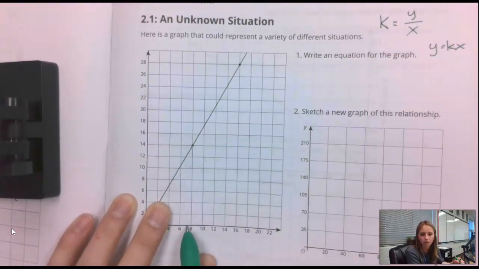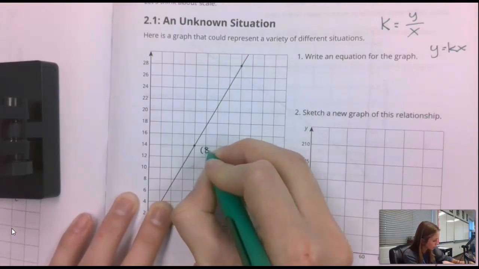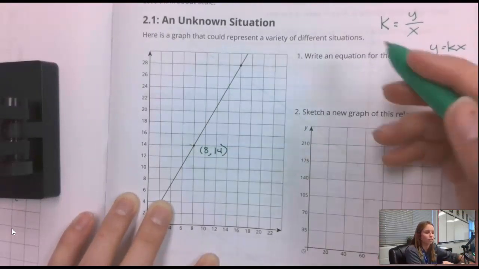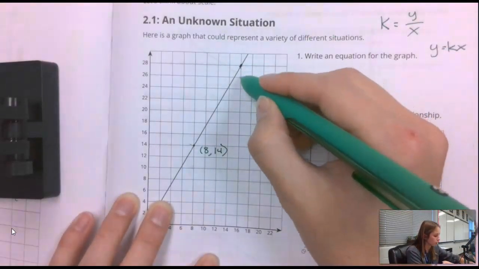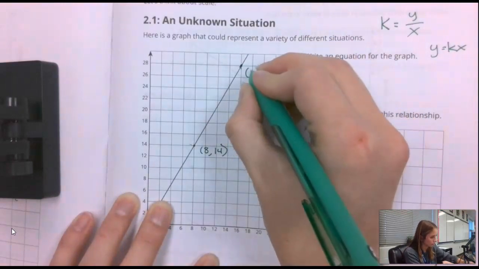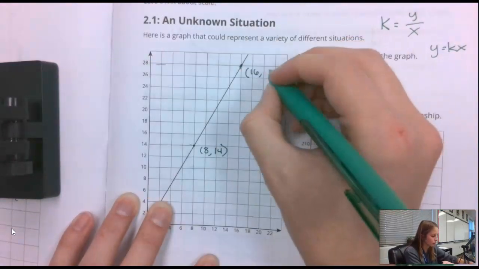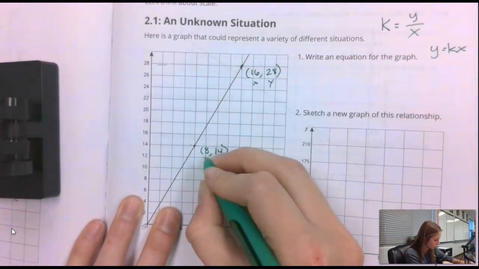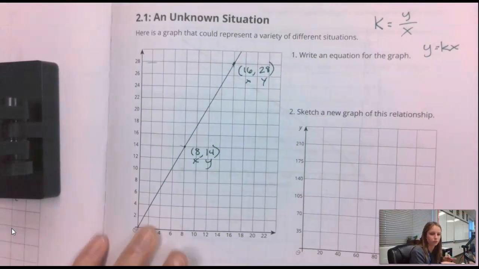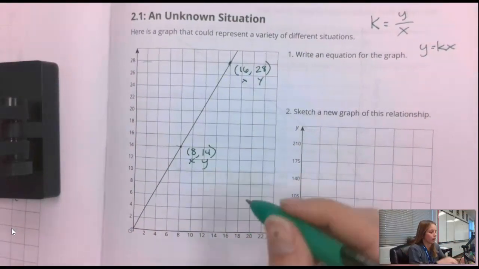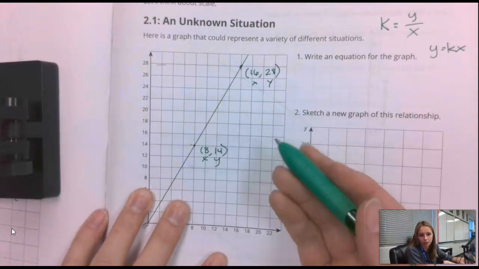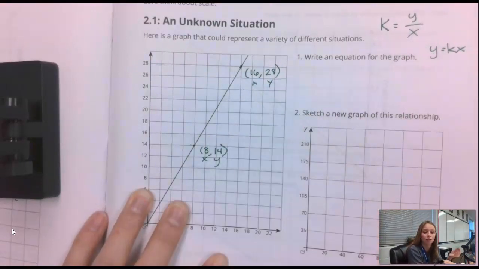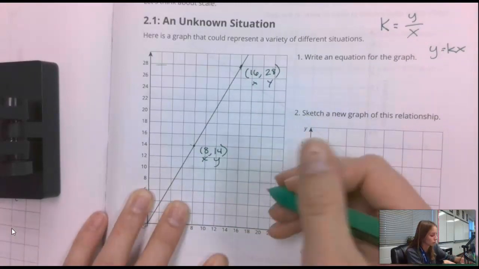So this point here, its x value would be 8, and its y value would be 14. Now up here, this other point, its x value is 16, and its y value is 28. Always labeling x and y so that I know where I'm putting them. Okay, so I need to find my constant. Well, it's my y over x. I'm going to use this point just because the numbers are smaller, but you can use either point.